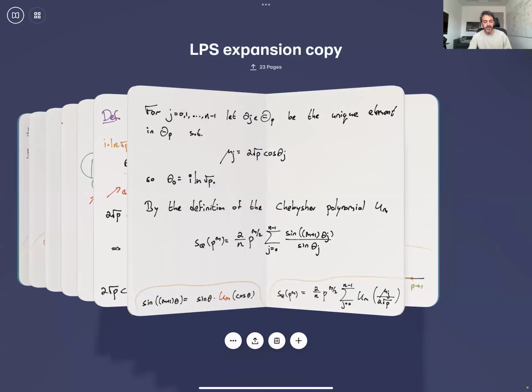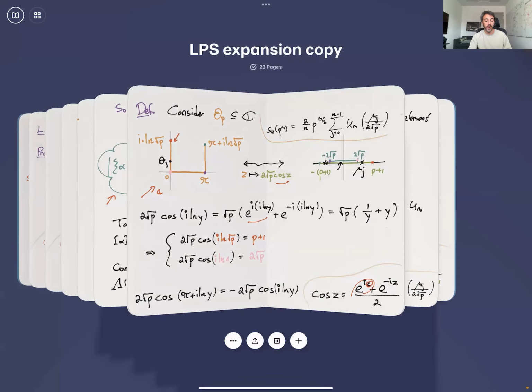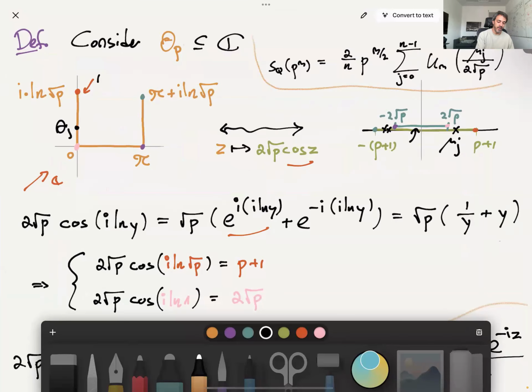And we know, for example, that theta 0 is i ln square root of p. Right, theta 0 is this thing, because this is mapped to p plus 1, which is mu 0. And because, by the way, the graph is not bipartite, we know that theta n minus 1 is not this thing. Because the graph is bipartite if and only if the spectrum is symmetric around 0, which would imply that, and that's not trivial actually, the least eigenvalue is minus p plus 1.